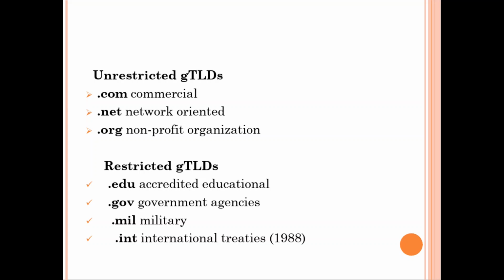Some generic top level domains are unrestricted, like .com, .net, .org, for different organizations, and there are some restricted GTLDs. .edu is provided to educational institutes, .gov only to government agencies, .mil to military organizations, and .int to some international treaties.